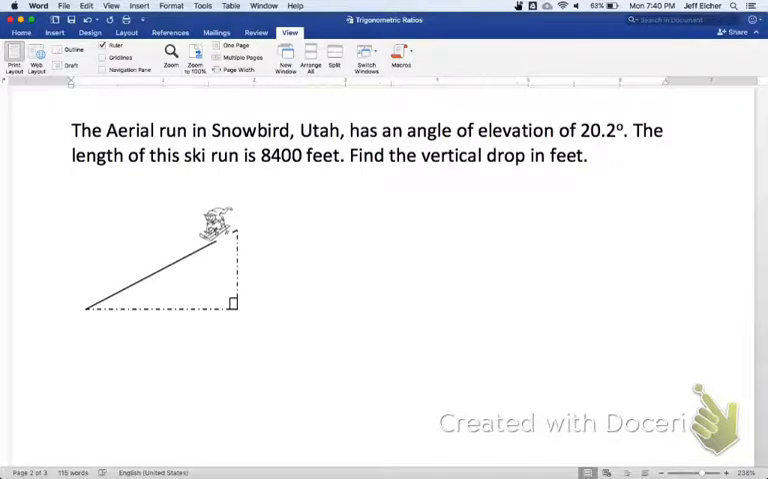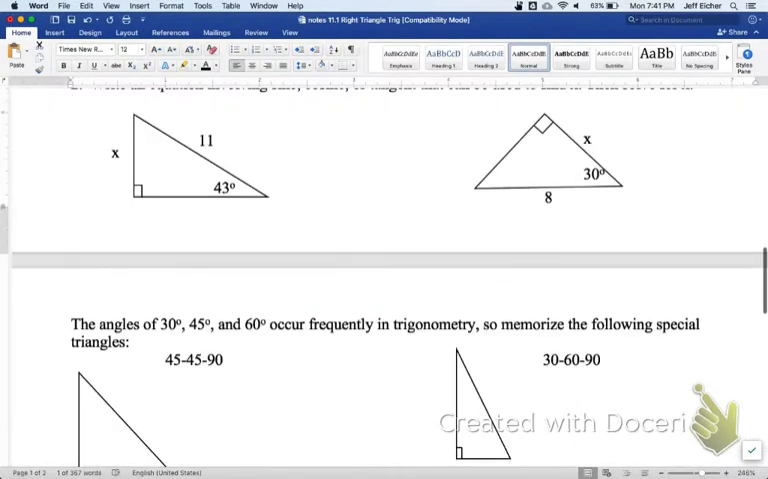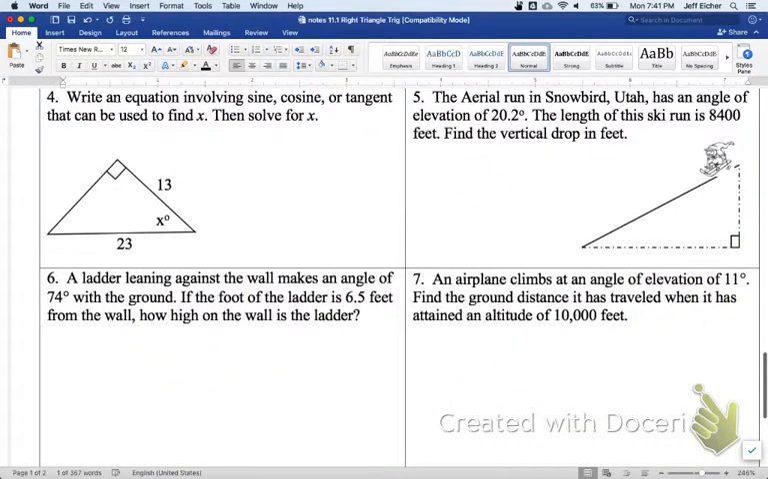Isn't it beautiful? I'd like to make a couple different videos of solving word problems with trig ratios. So let's see what we have here. If you want an example of these problems in your class notes, you can find them under the Week 1 folder. This is Chapter 11, Section 1, Right Triangle Trigonometry, on the last page of that note. Over here, number 5, about this cute little guy going skiing down the mountain. So I just blew it up.